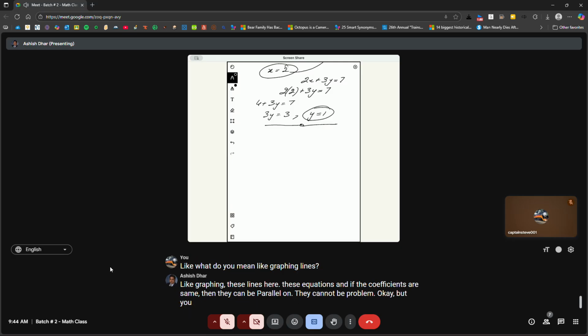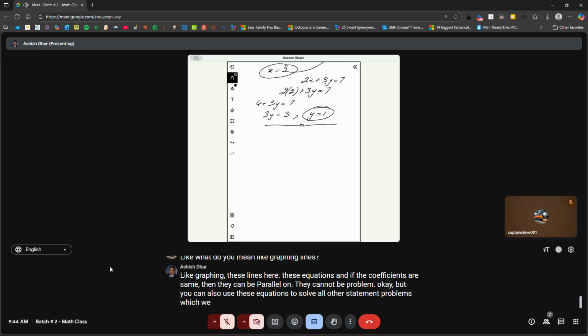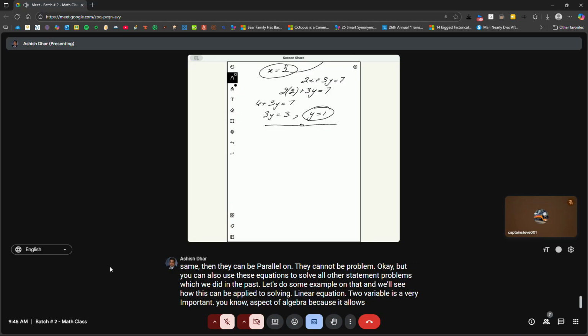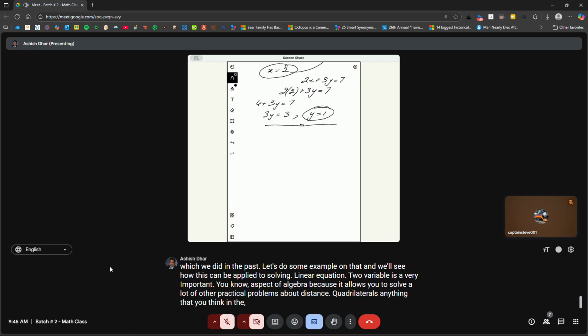But you can also use these equations to solve all other statement problems which we did in the past. Let's do some examples and see how this can be applied. Solving linear equations in two variables is a very important aspect of algebra because it allows you to solve a lot of practical problems about distance, quadrilaterals, anything in the practical sense. That's why this chapter is going to be a little longer. So I'll skip a couple of these things and move to a type of question.